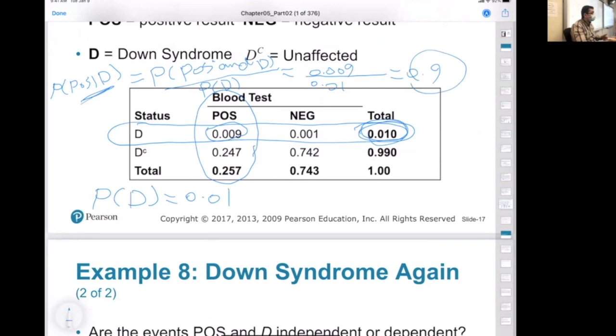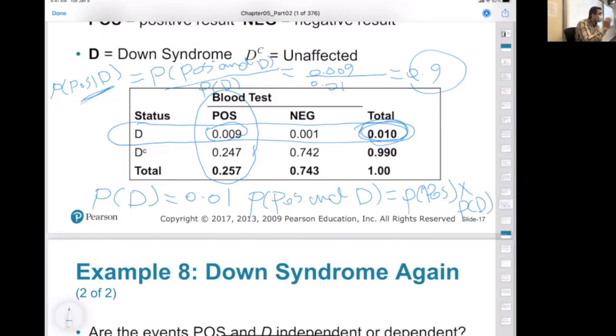Also, you can check any two events here with any rule we have about independence. Like what? Suppose you wanted to check the probability of positive and D. Of course, if they are independent, it should be what? The probability of positive times the probability of D, right? This is another rule. We have three rules. As I said, you can pick any one of them.